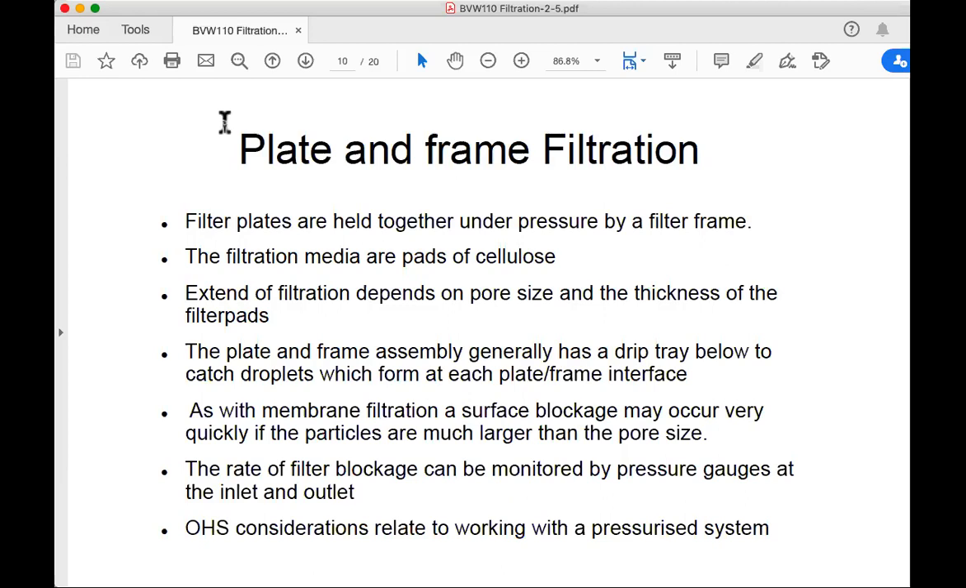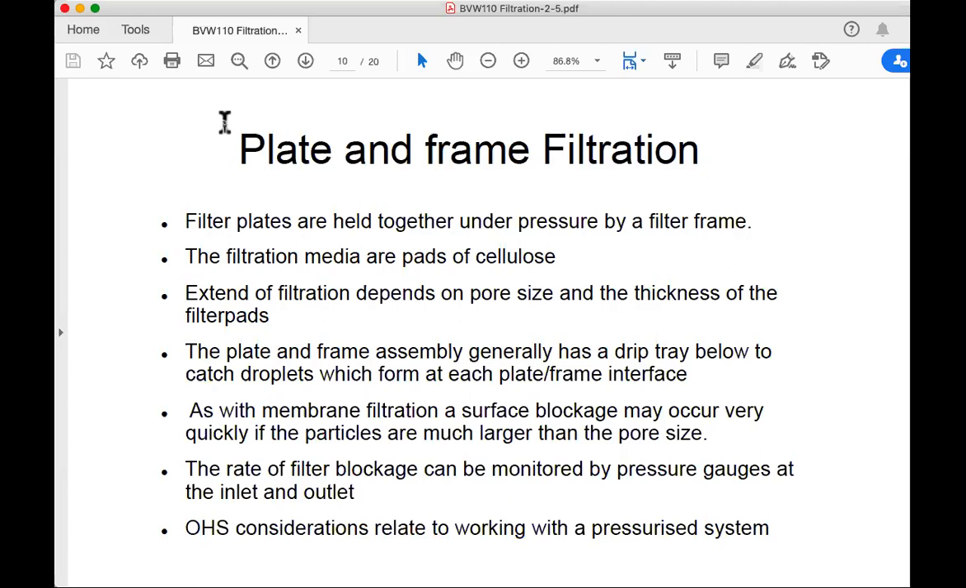The way this method works is our pads have a particular pore size. The cellulose pads are essentially laminates of cellulose fibers, and how tightly packed those fibers are determines the pore size of that pad. If they're very tightly packed, they only allow through very small particles, and if they're very loosely packed, they allow through larger particles.